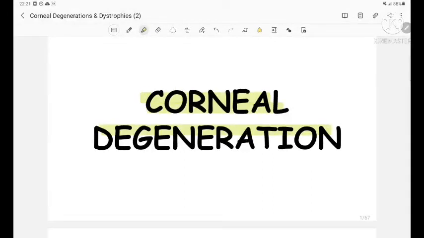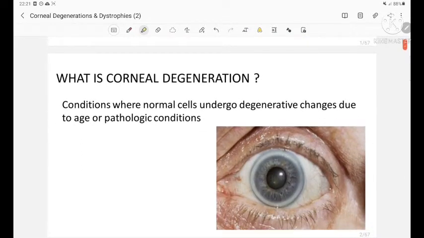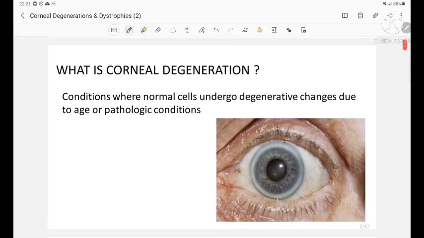Corneal degenerations. First, what is corneal degeneration? These are conditions where normal cells undergo degenerative changes due to age or because of pathologic conditions. This is an example of corneal degeneration.